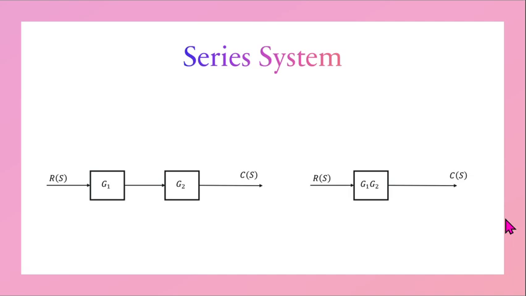When two or more blocks are connected one after another, meaning the output of one block is the input of the next, they are said to be in series. To reduce a series connection, we simply multiply the transfer functions of the blocks. So here we have G1 and G2 in series, then the transfer function will be G1 times G2. And this rule can be applied to any number of blocks connected in series. Just multiply them together in the order they appear.